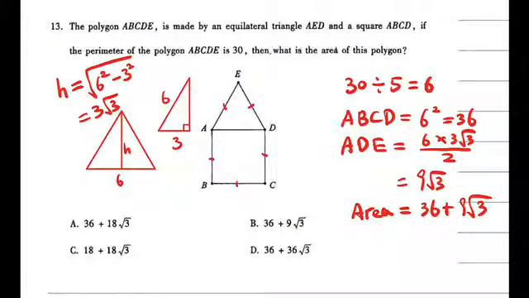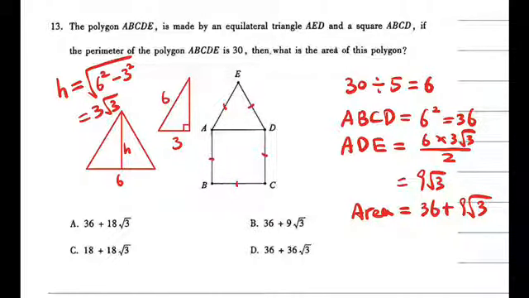Question 13. The polygon ABCDE is made by an equilateral triangle and a square, so we know that each side is equal. It is an equilateral pentagon. The perimeter of the pentagon is 30, so we know each side equals 6. Then we can calculate the area of the square and the triangle and add them up. The area of the square equals 6 times 6 equals 36.